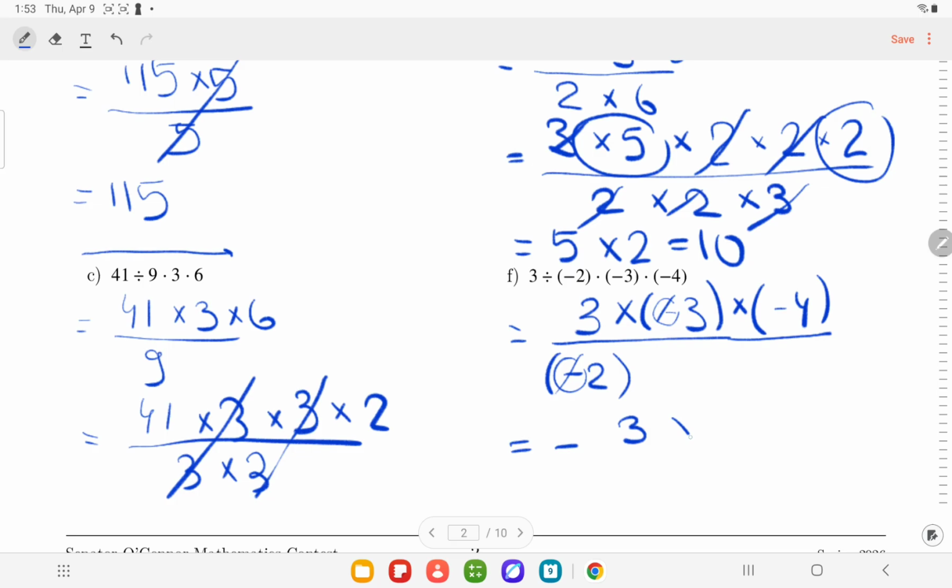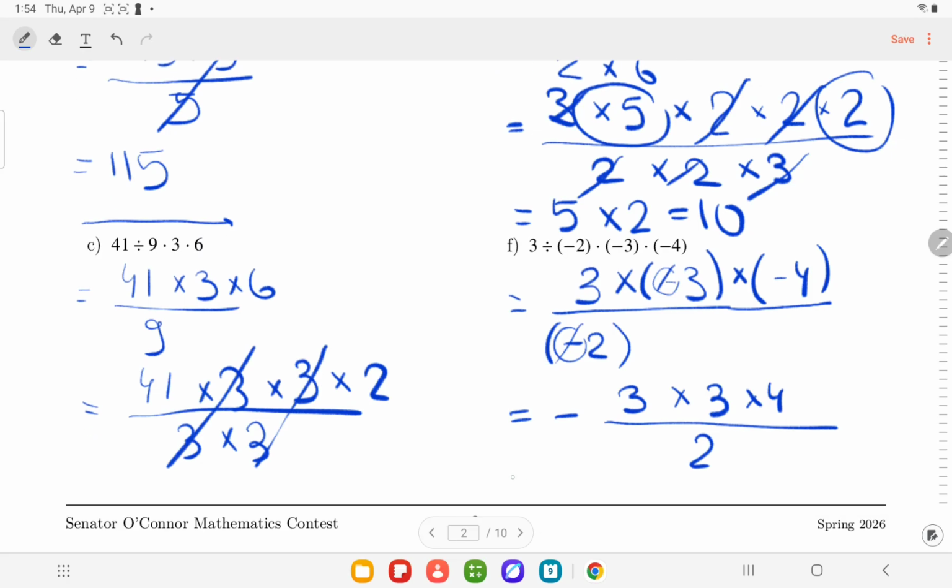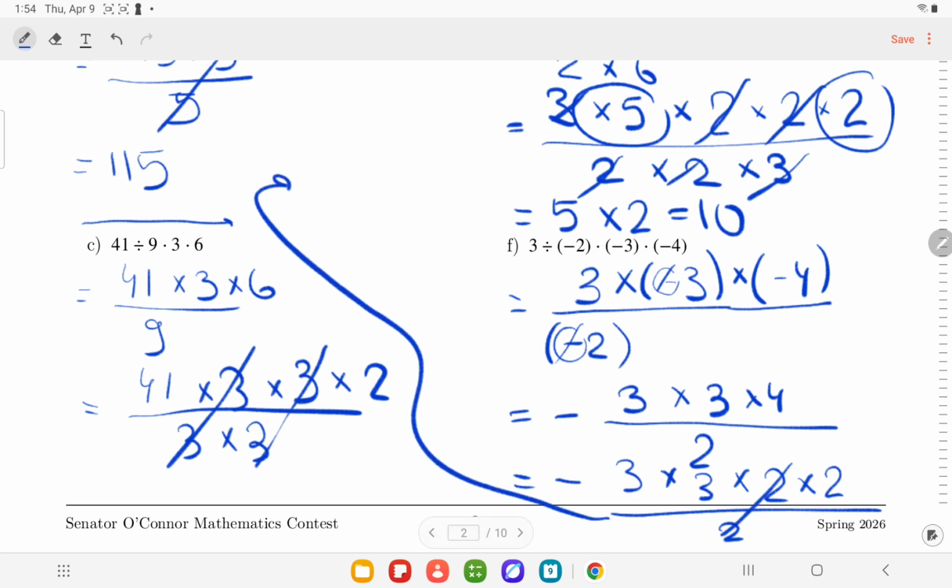So we can write this as this. Then we can further simplify, as 4 can be written as 2 times 2, and our 2's will cancel. And we are left with -3 times 3 times 2, where we can go from the left to the right as everything is being multiplied. And we end up with -9 times 2, which gives us -18.